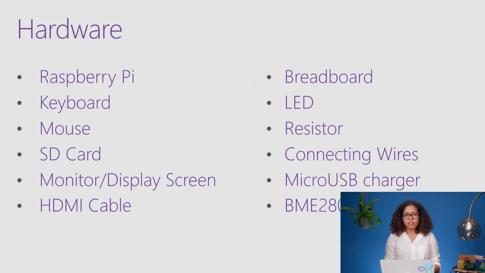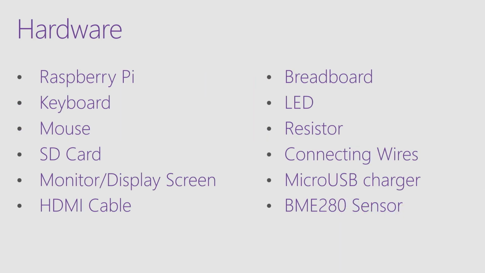For the hardware that we need, our IoT device of choice today is the Raspberry Pi. So of course, you need a Raspberry Pi. We need a keyboard, a mouse, and an SD card to load in the Raspbian operating system. You can get a monitor or a display screen. If you don't have either of those, you can even plug the Raspberry Pi into your TV and it'll work just fine. To make that connection, you'd of course need an HDMI cable.